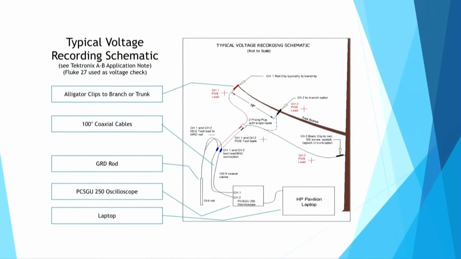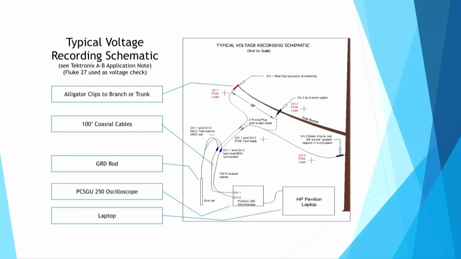Here's a typical voltage recording schematic. It's based on the Tektronix application note, which is designed for any oscilloscope, in particular this oscilloscope, because it's not isolated channels, which means that the reference or negative leads are one wire. So really it's just 3 wires coming out of 2 channels total.